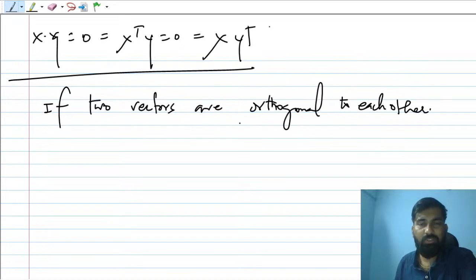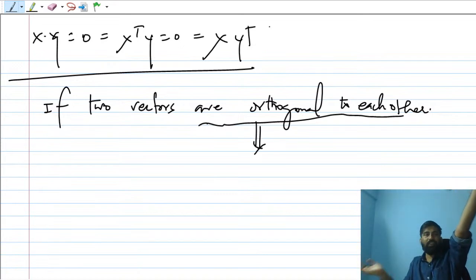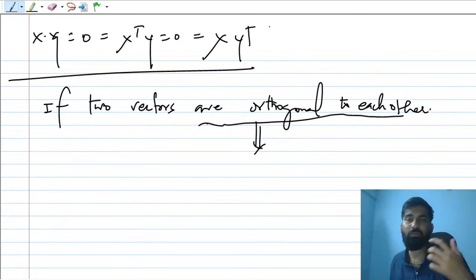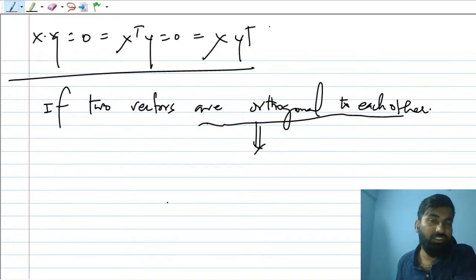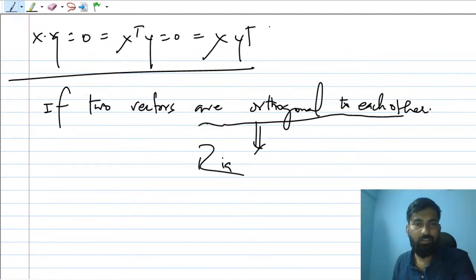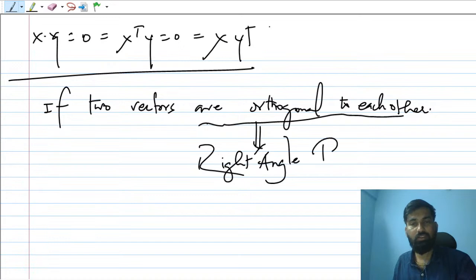what does it mean? Suppose two legs are there and their angle is 90 degrees. What kind of triangle will they form? They form a right angle triangle. So if two vectors are orthogonal to each other, geometrically we can investigate the right angle triangle.